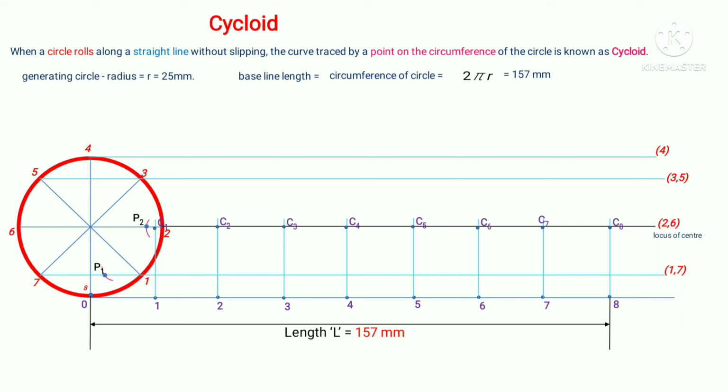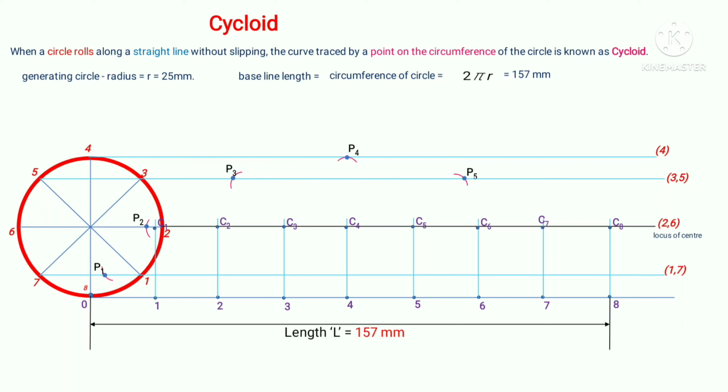Now with radius 25 mm and center point C4, an arc is drawn either to cut or to touch the locus line passing through the generating point 4, and the point is marked as P4. Now with center C5 and radius 25 mm, an arc is drawn to cut the locus 3, 5 towards the right, and the point is marked as P5.